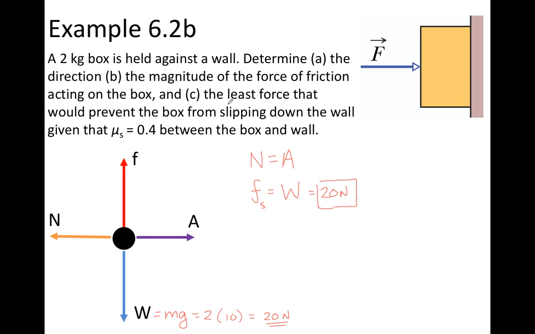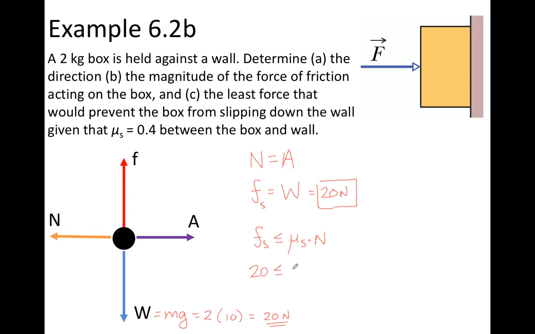Now for part C, we want to know the least force that's going to prevent the box from slipping down the wall. We're given the value of mu s, the coefficient of static friction. And so we're going to have to make sure that our inequality, that static friction can't be greater than mu s times N, is not violated. So we know that the static friction has to be 20 newtons. It has to equal the weight of the box.